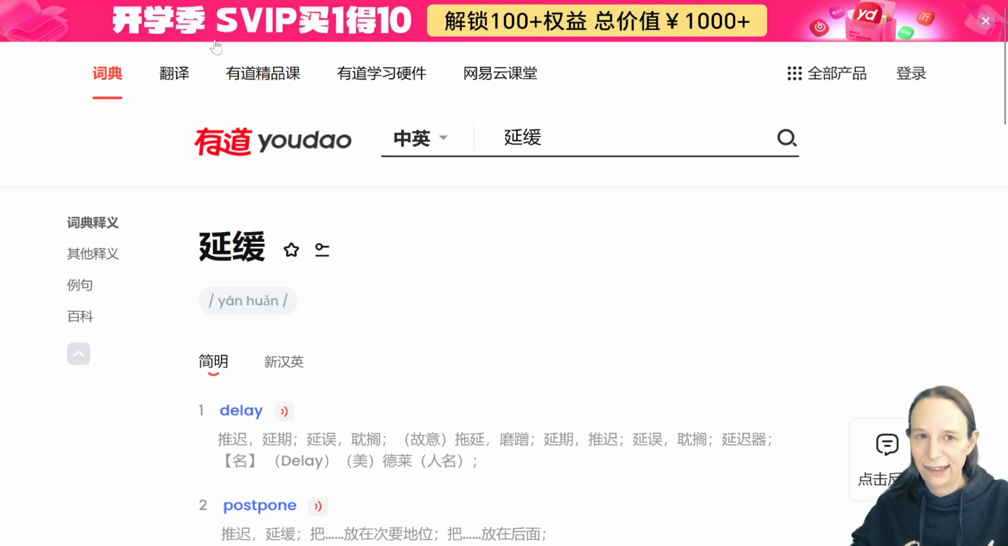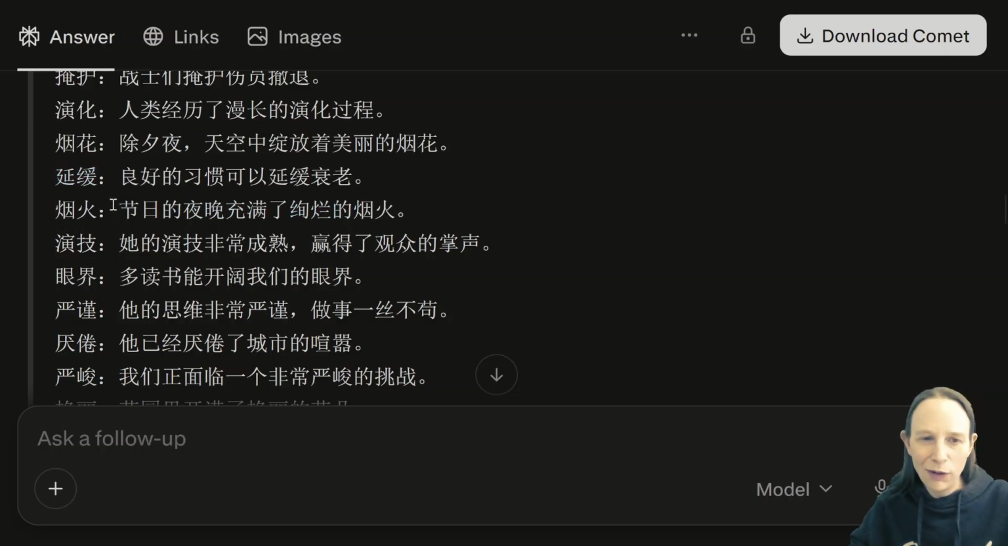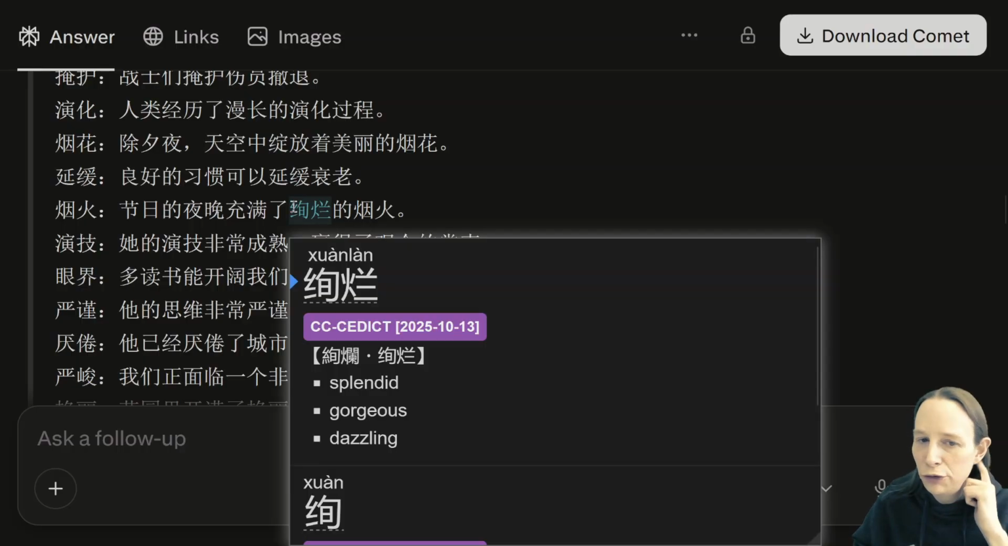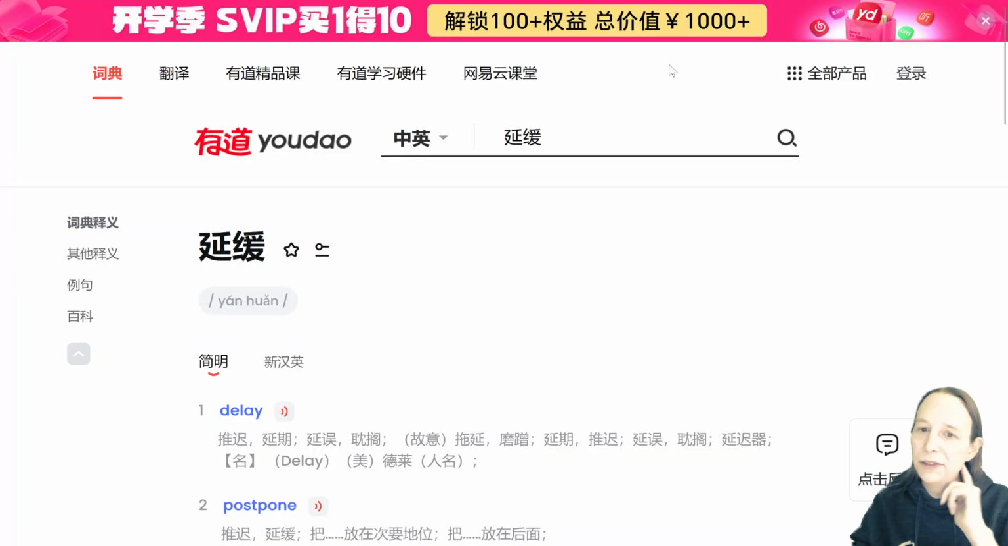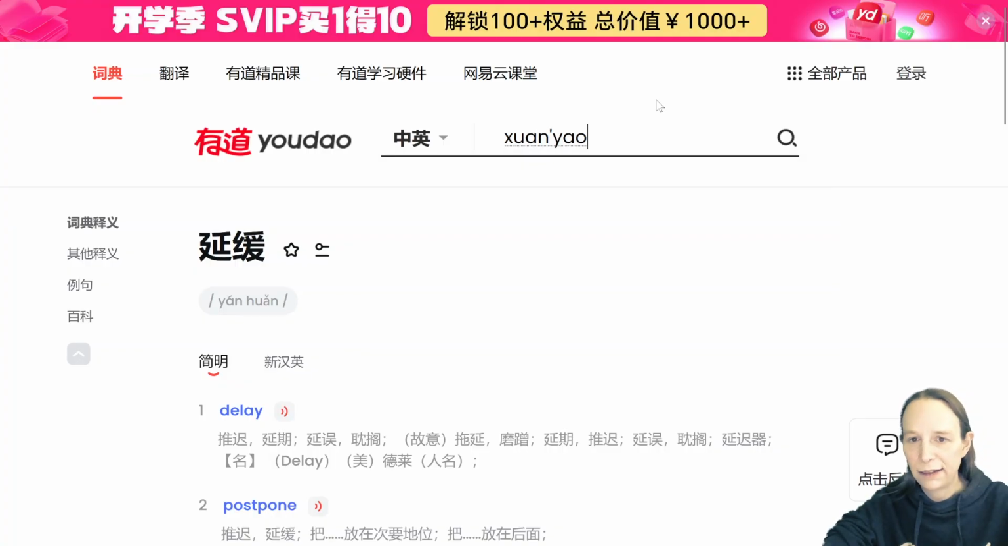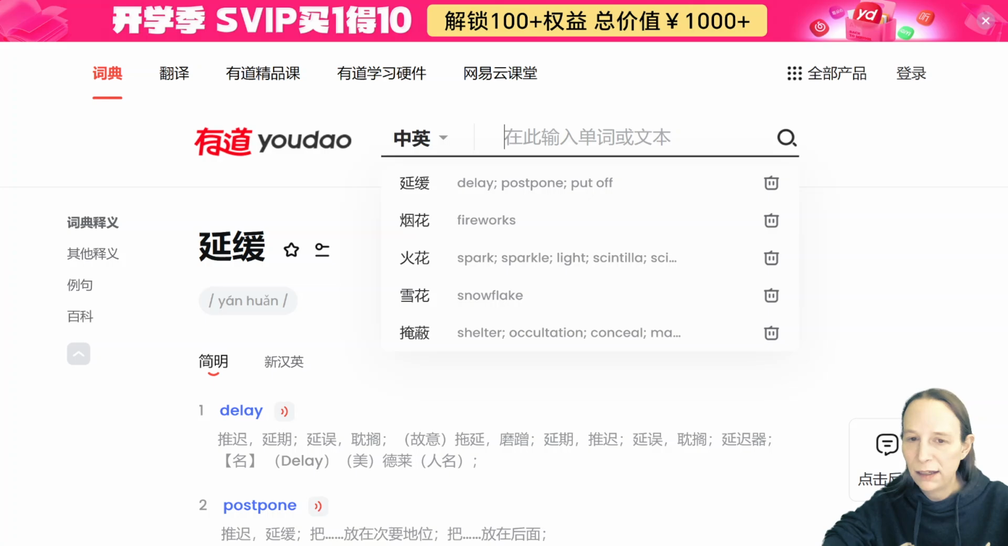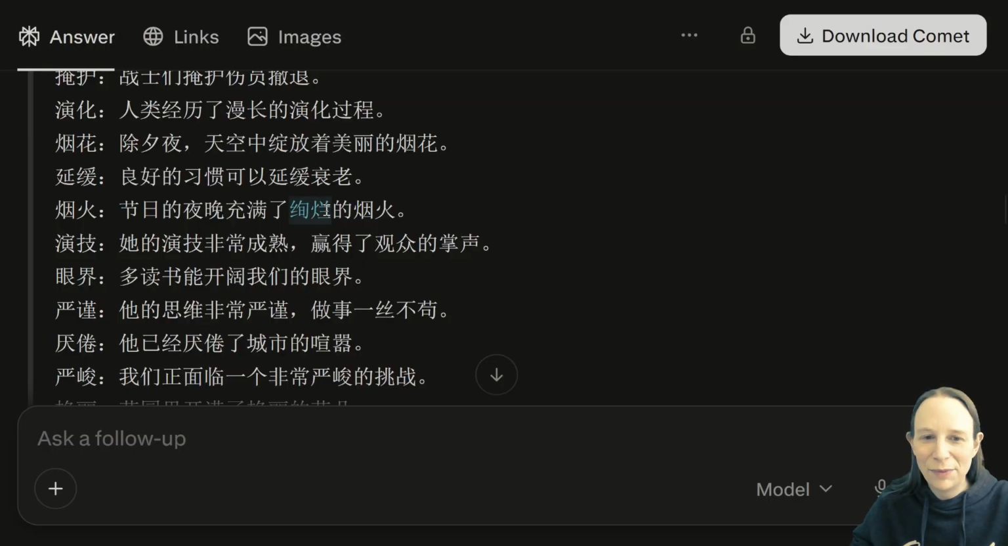All right. That's interesting. 烟火. So I think I saw this in the dictionary just now. It's 烟 and 火, smoke and fire. 节日的夜晚充满了, oh, what was this one? 绚烂. 炫. What 炫 is this? 炫耀的炫. No, it's not, is it? 炫耀的炫 is that one. I don't know this 炫. Not important though. 绚烂的烟火.